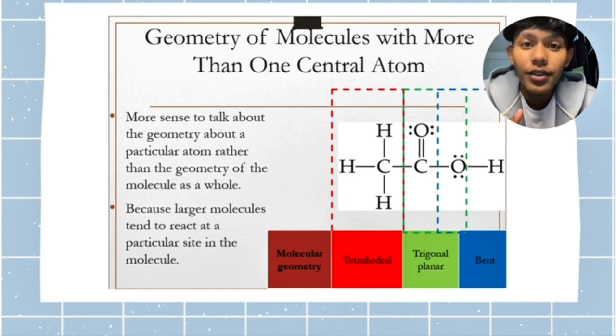This image explains the geometry of molecules with more than one central atom. Instead of describing the shape of the whole molecule, it is more accurate to describe the geometry around each central atom. In this example, the first carbon atom has a tetrahedral geometry. The second carbon atom is trigonal planar, and the oxygen atom bonded to hydrogen has a bent shape. This approach helps us understand how different parts of large molecules react at specific sites.